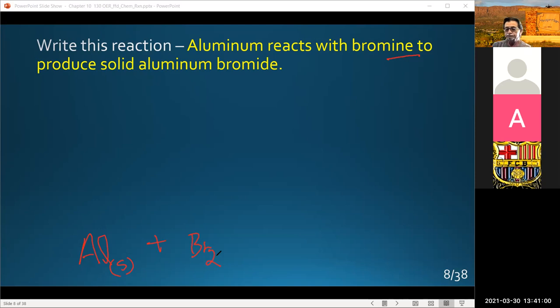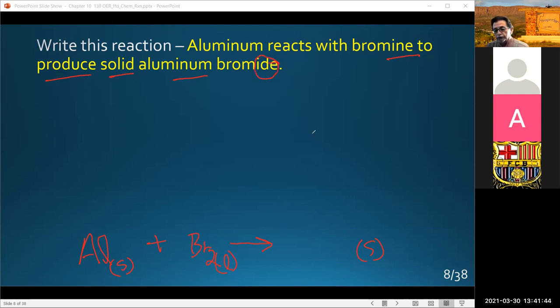Okay. And does anybody know the physical state of bromine? Let me see. Yes, that is correct. It is a liquid. Okay, so (l). Now, produce is the arrow. We got solid again. So it's a solid material. And then we have aluminum. Note the term here, bromide.